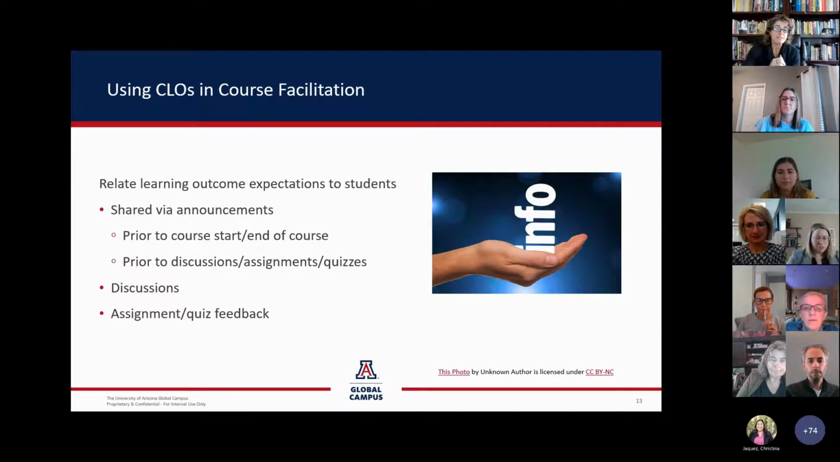And obviously you can clearly do the same thing with assignment and quiz feedback. But I'll give you guys a minute to type in if you have some other ideas for incorporating those into your instruction.